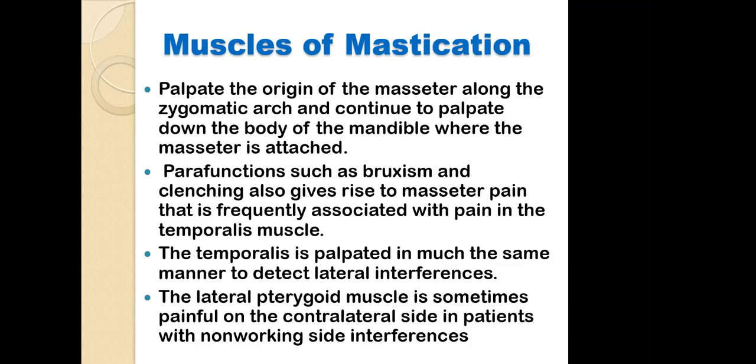And then the temporalis is palpated in much the same manner as above. Also the lateral pterygoid muscle is sometimes painful on the contralateral side in patients with non-working side interferences. So you want to assess the muscles of mastication. Are they tender? Because maybe the person has trismus, and sometimes the muscles are tender.